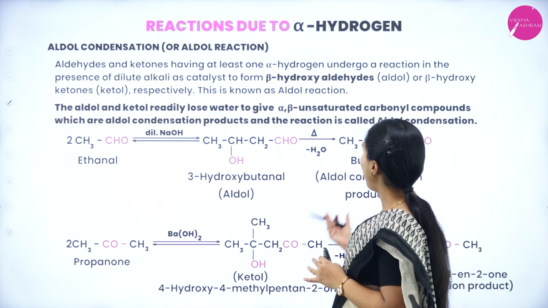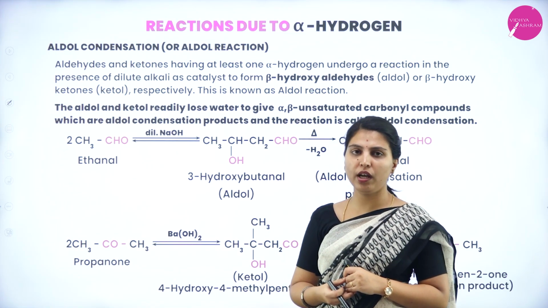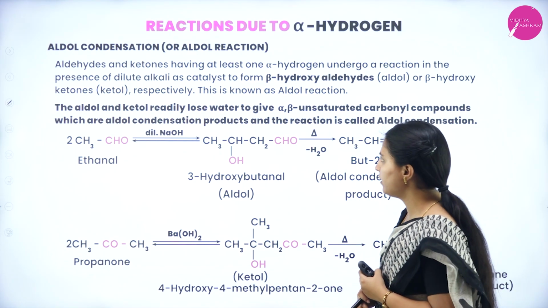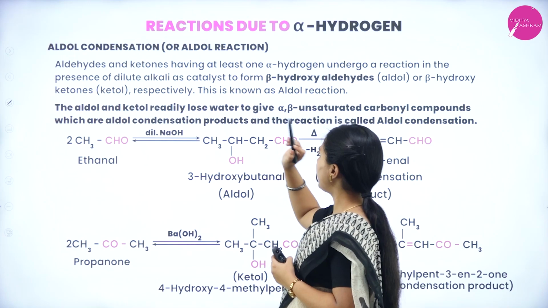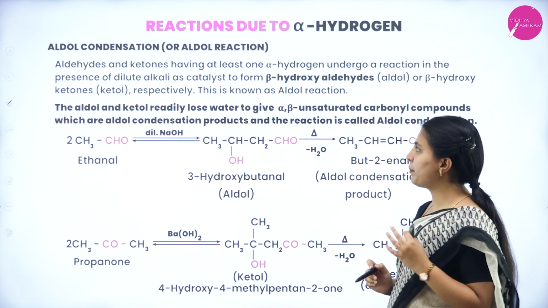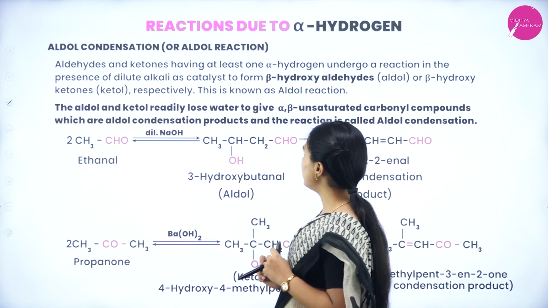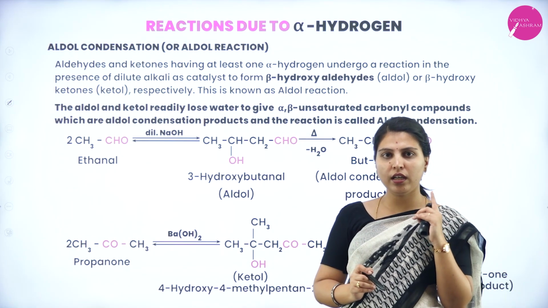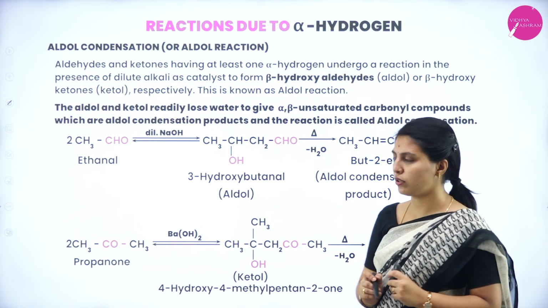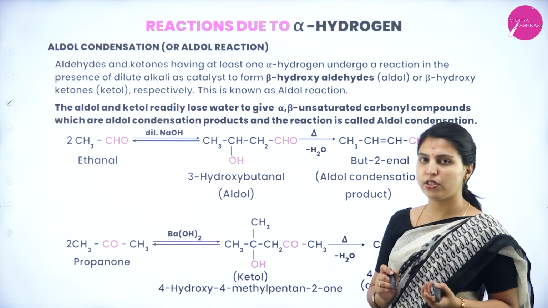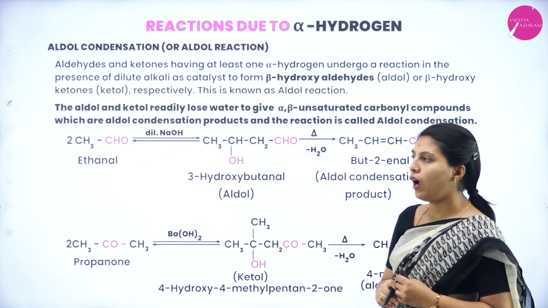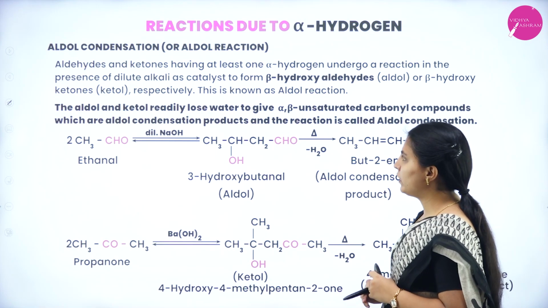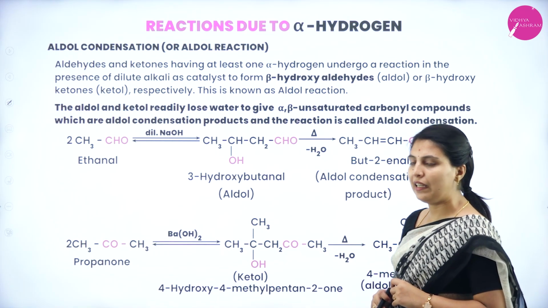Reactions due to alpha hydrogen: due to alpha hydrogen you can see aldol condensation and also cross aldol condensation reactions. Aldehydes and ketones having at least one alpha hydrogen undergo a reaction in the presence of dilute alkali as a catalyst to form beta hydroxyaldehydes, which are called aldols, and beta hydroxyketones, called ketols, respectively. That is called the aldol reaction.